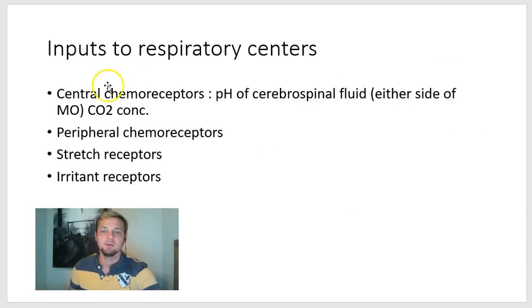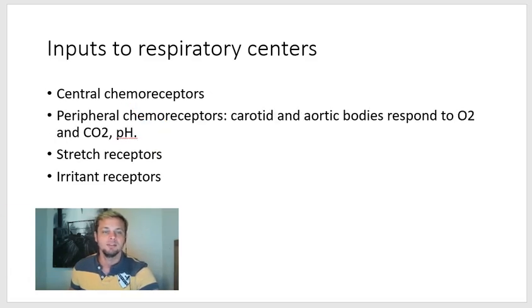So, your central chemoreceptors, this is going to be stuff picking up the pH in your cerebrospinal fluid. It happens on either side of the medulla oblongata, and it's measuring carbon dioxide concentration. So as carbon dioxide concentration goes up, that's going to cause these to go off and tell you to breathe faster or more. When you get out to your peripherals, these will be the ones that you find in your common carotid and also in your aortic bodies that respond to oxygen, carbon dioxide, and pH. And so it's picking up on a whole bunch of stuff to try to even everything out.